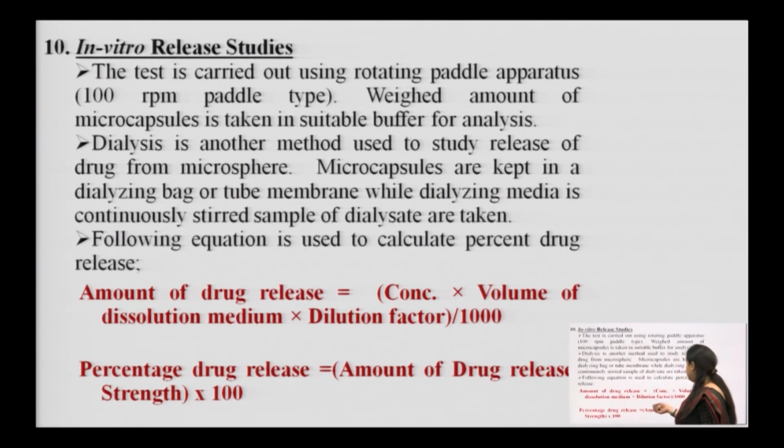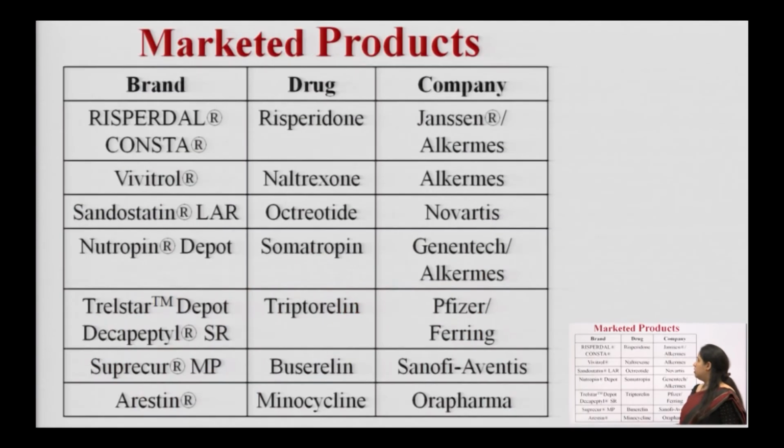Percentage drug release is the amount of drug released divided by strength, into 100. The amount of drug released can be calculated using this formula, and the overall percentage drug release can be calculated using this amount of drug release you get from this, and the strength.